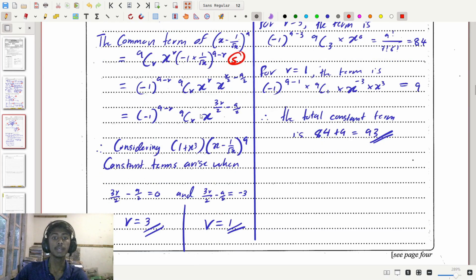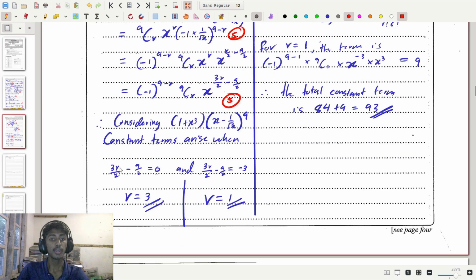Now after that, when you simplify this down and take the x term here and the x term here as a single x term, combining the two indexes to get a single x term with a single index like this, getting to this point gets you another 5 marks.